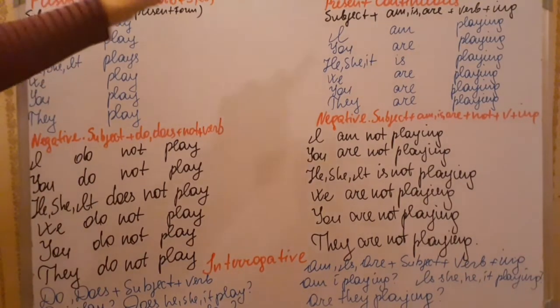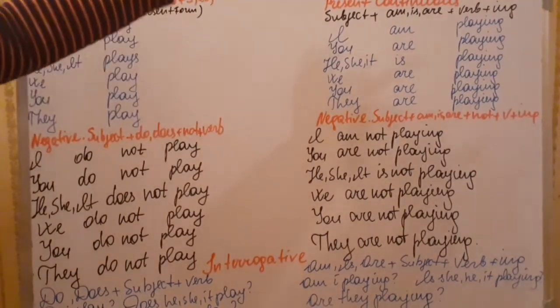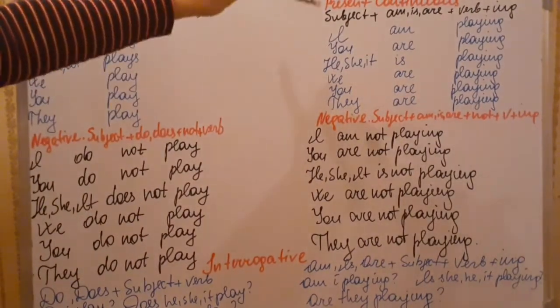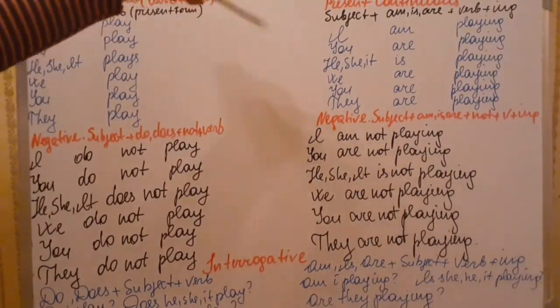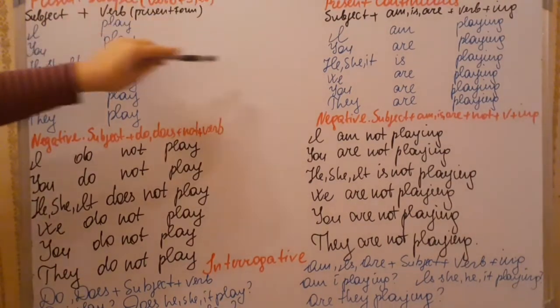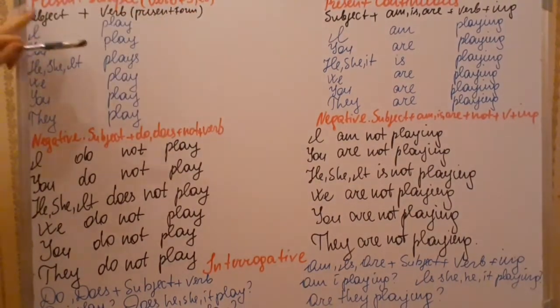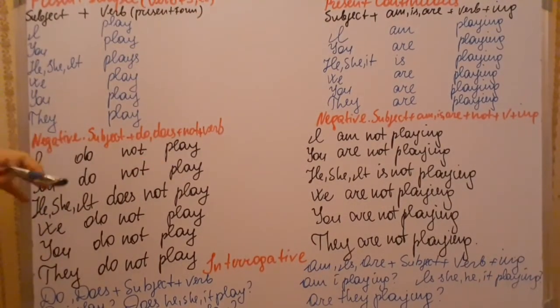So guys, present continuous. We make present continuous with a subject plus the auxiliary be plus the main verb plus ing. I am playing. You are going. He, she is writing. We are playing. You are playing. They are going. They are the affirmative forms of present simple and present continuous. Let's have a look at the negative forms.